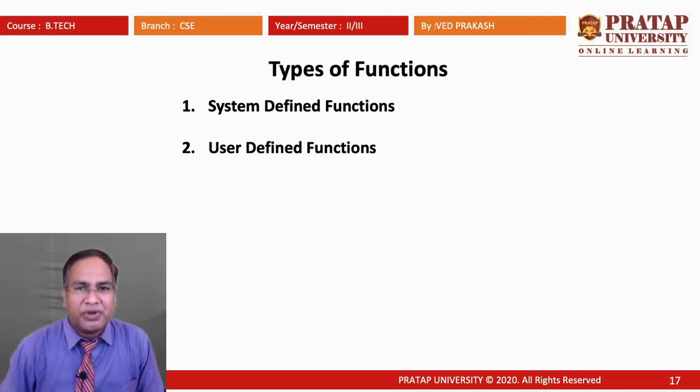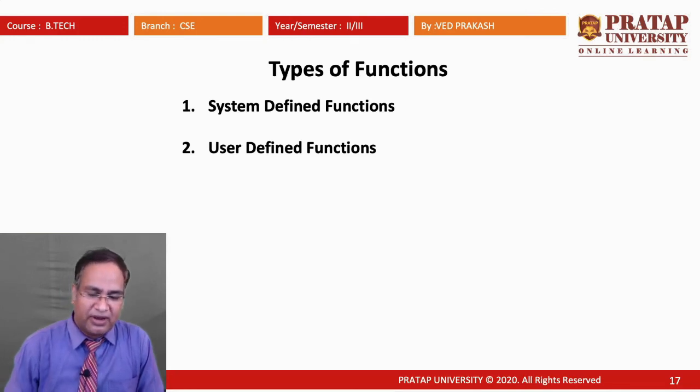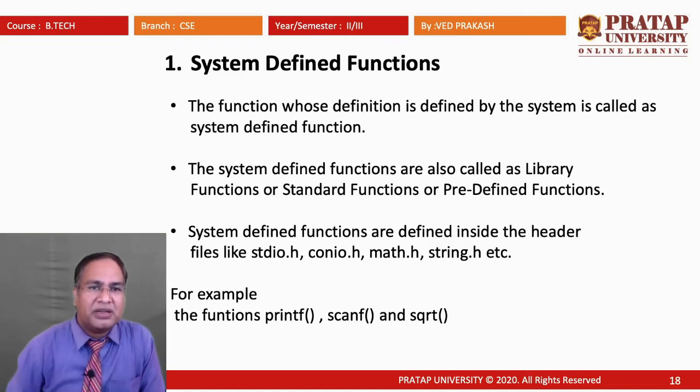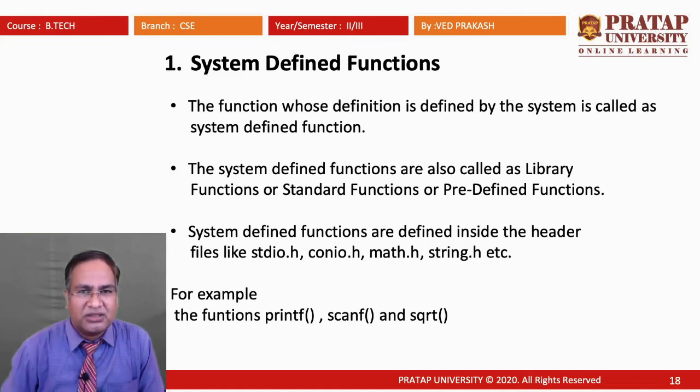Now, the types of functions. There are basically two types of functions. The first is the system defined function and the second is the user defined function. So what are system defined functions? Basically, those functions which are defined by the system are known as system defined functions. System defined functions are also called library functions, standard functions or predefined functions.